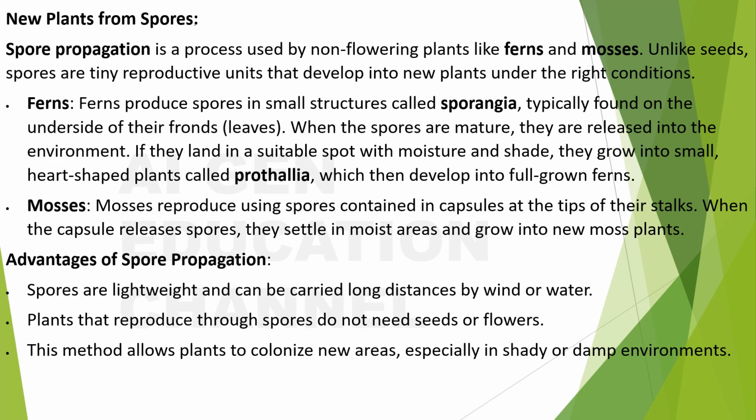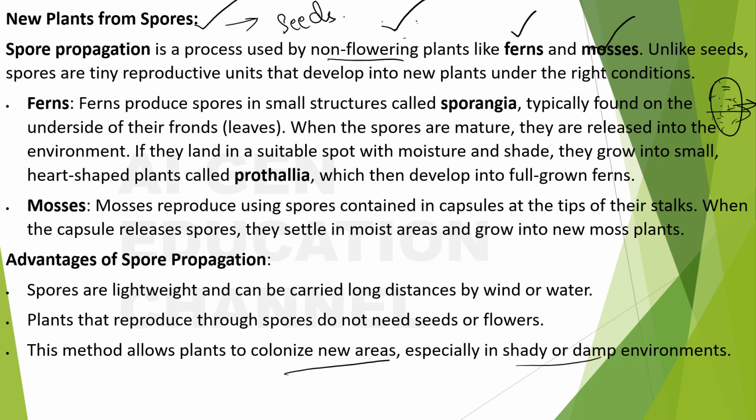Next, new plants from spores. As I have mentioned, this can be considered as used in place of seeds, right? Seeds are a bit big structures and spores are tiny structures, and the examples are ferns and mosses, and you can find it in non-flowering plants. In all these cases, the spores will be contained in some structures, and when the spores are adequately developed, the spores will be released out, and as they are light they can even fly long distances, and they can colonize new areas in shady or damp environments, right?